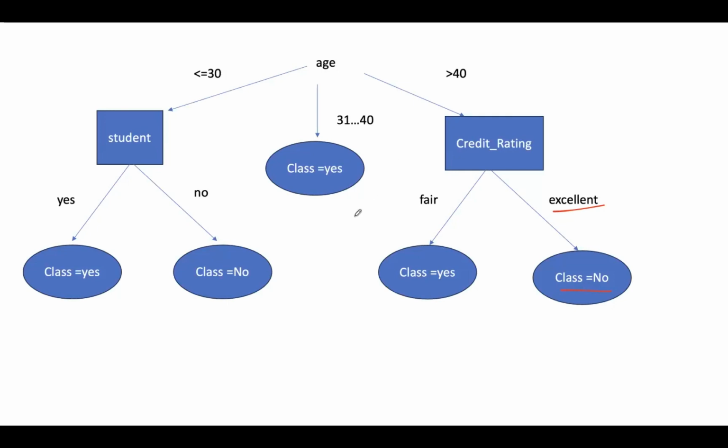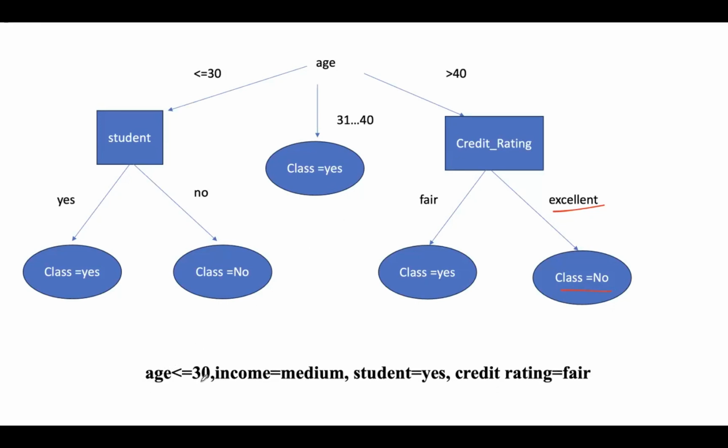Now the question is, if age is less than or equal to 30, income equal to medium, student equal to yes, and credit rating equal to fair, we need to predict whether a person buys a computer or not. Let us take the first condition. Age less than or equal to 30, move towards the left part of the tree.